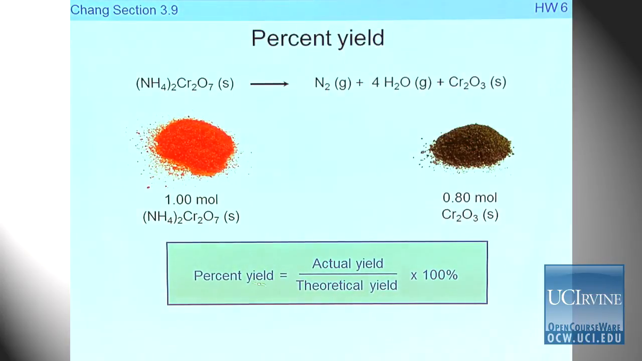So, the percent yield is the quantifier for that. It says the actual yield divided by the theoretical yield times 100. So in this particular case, the actual yield was 0.8 moles. The theoretical yield said you should have 1. And if you multiply that by 100%, you get 80%. So in this case, you did a pretty good job. You got a percent yield of 80%, which is very decent for an aspiring chemist.